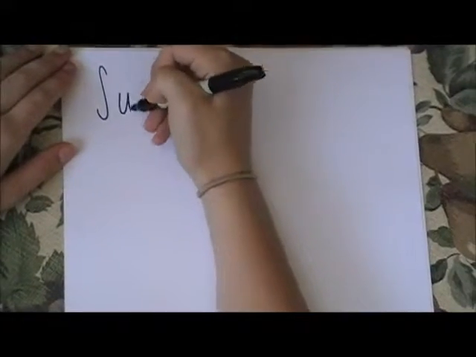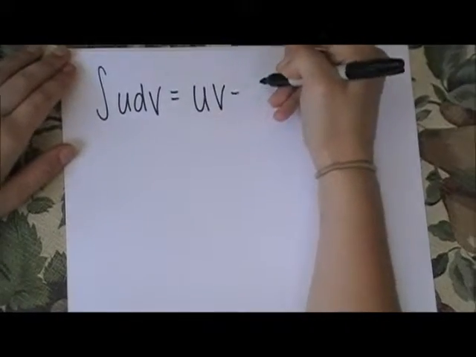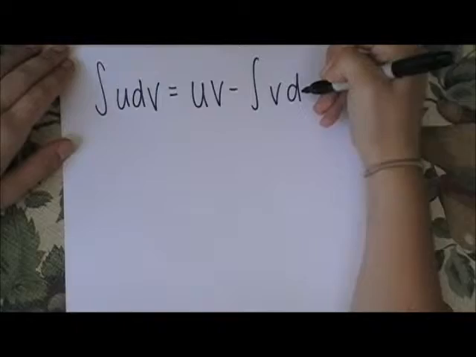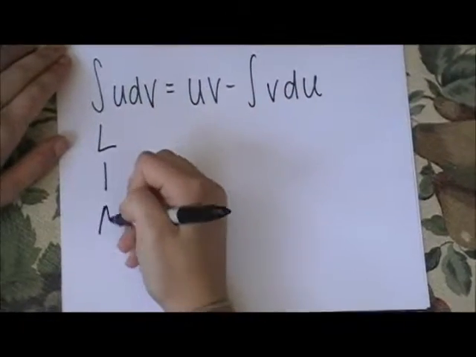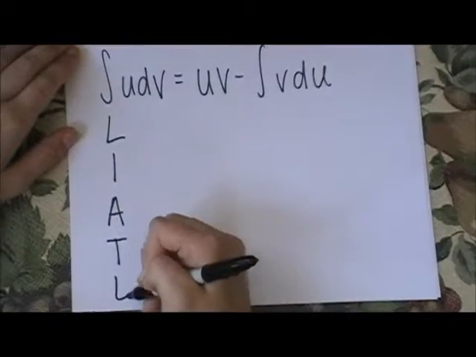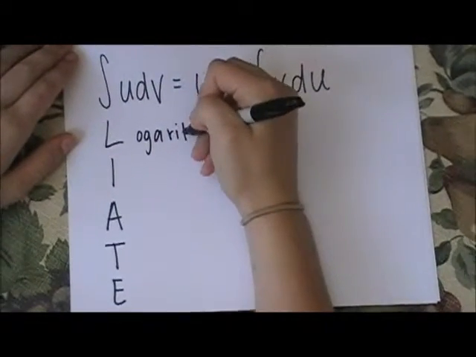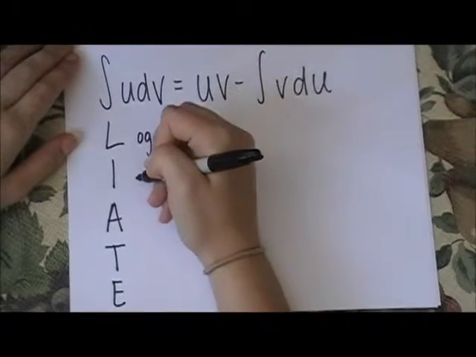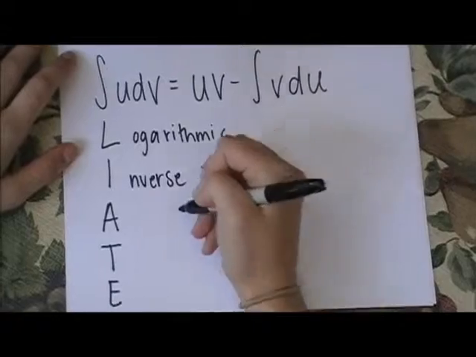The equation for integration by parts is the integral of u times dv equals u times v minus the integral of v times du. To decide which expression is u and which one's dv, you use the acronym LIATE, which stands for logarithmic, inverse trig, algebraic, trigonometric, and exponential. Whichever expression is higher on the acronym is what you use for u, and the other one is used for dv.